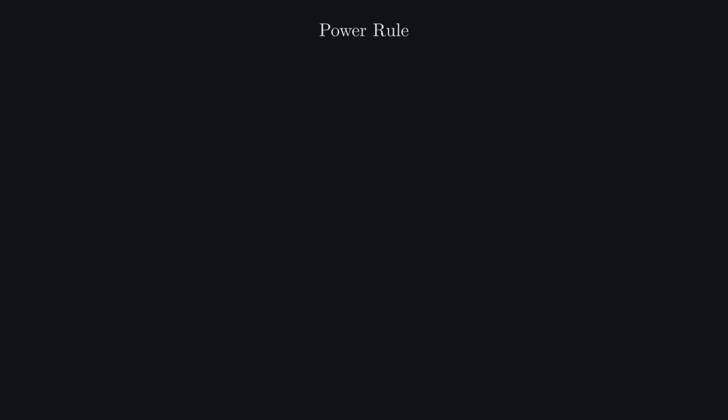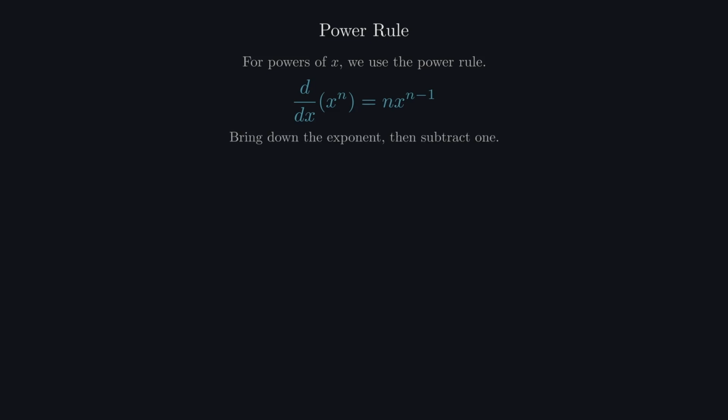Before we go further, we need one more basic rule, the power rule. This rule tells us how to differentiate functions of the form x to the power of n. For any real number n, as long as the function is differentiable, the derivative of x to the power of n is d by dx of x to the power of n equals n times x to the power of n minus 1. So we bring down the exponent as the coefficient and we subtract 1 from the exponent.